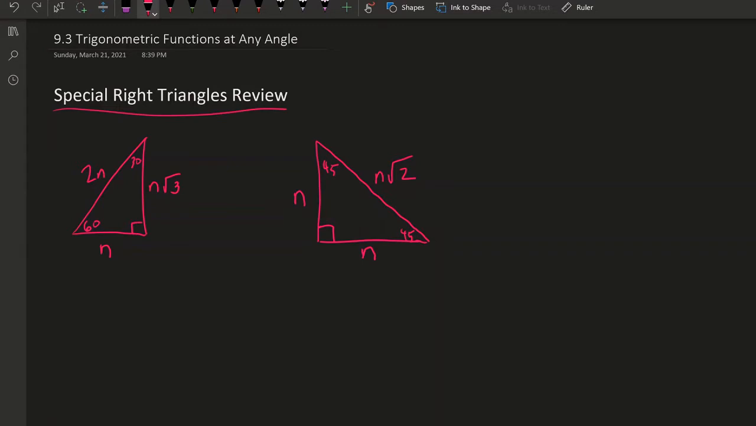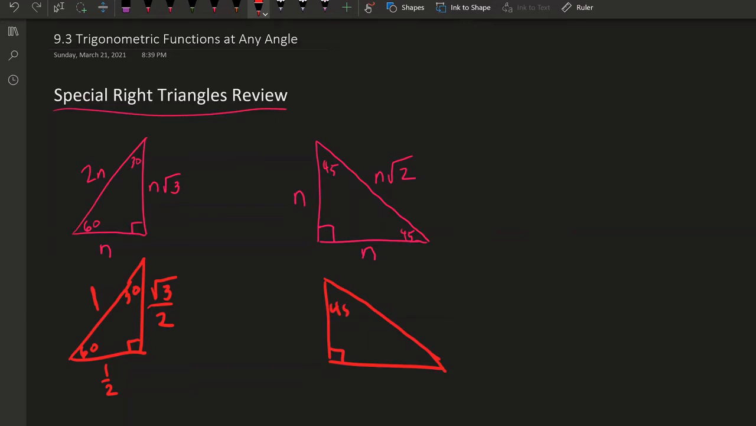Now, not to give anything away, but we are going to be dealing with a situation where the hypotenuse is always 1. So that means that if I have a 30, 60, 90 triangle and the hypotenuse is 1, the shorter side has to be a half and the longer side has to be the square root of 3 over 2, which is 1/2 times the square root of 3.